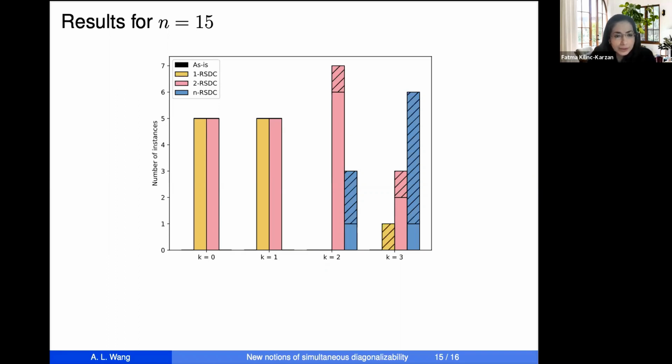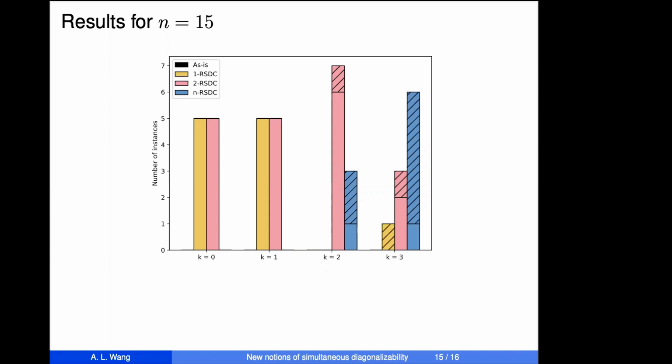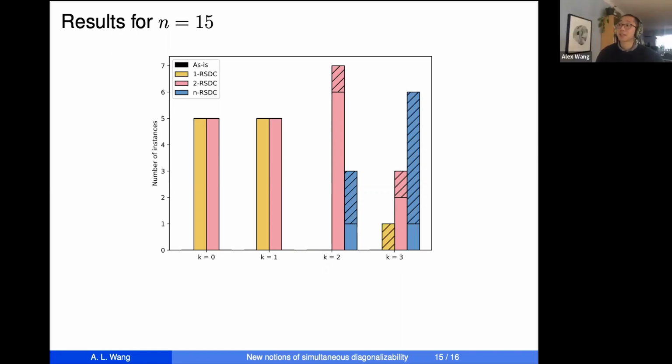Oh, there's another question. Okay. Let me think for a second. Okay, so this is actually something that I didn't mention, but maybe is good to mention because I think it shows that the 1RSDC property is actually quite surprising and special. The question was whether, if you take K GOE matrices, they're going to be K-RSDC.